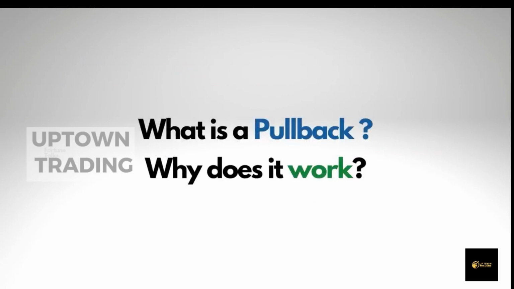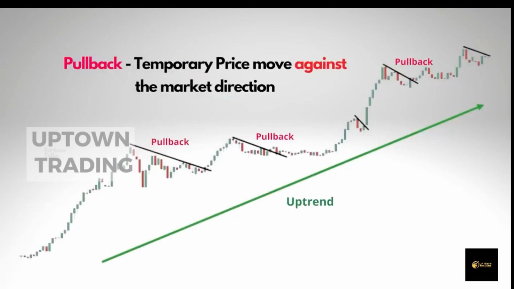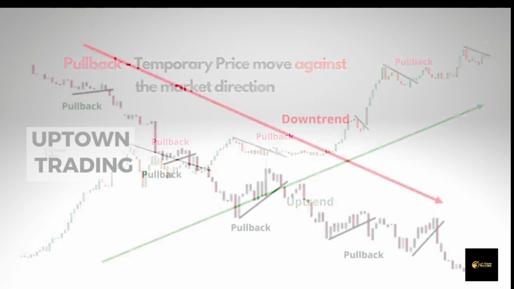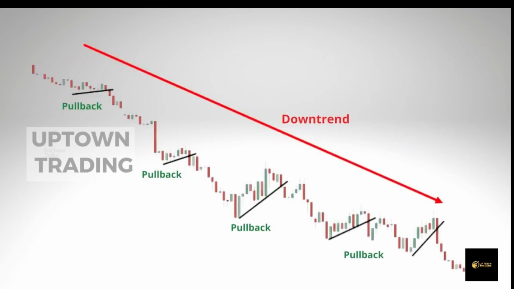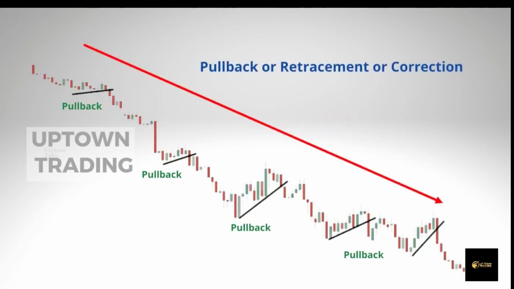What actually is pullback trading and why does it work in the market? Now, a pullback is when the price temporarily moves against the underlying trend in the market. For example, in an uptrend, a pullback would be a move lower, or we can say a corrective move. On the other hand, in a downtrend, a pullback would be a move higher. So in essence, what you're trying to do in pullback trading is to buy the dips in the markets, or the retracements to a critical level, or the corrections in an existing trend.